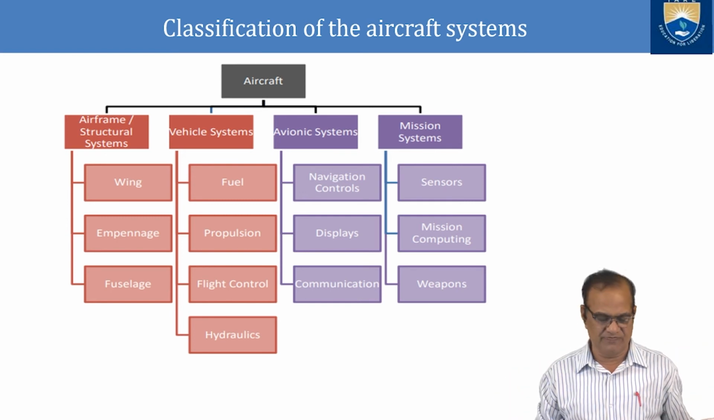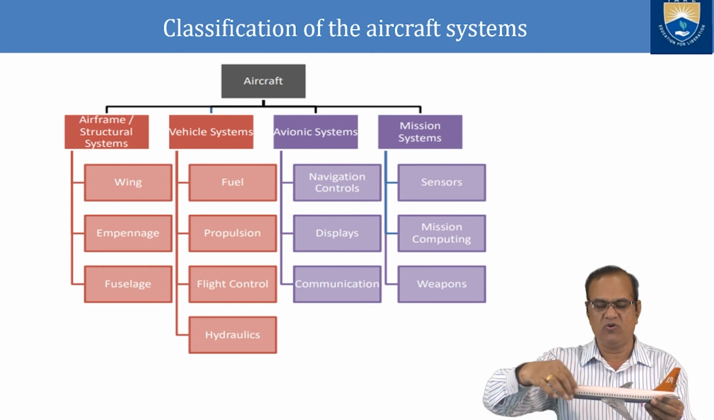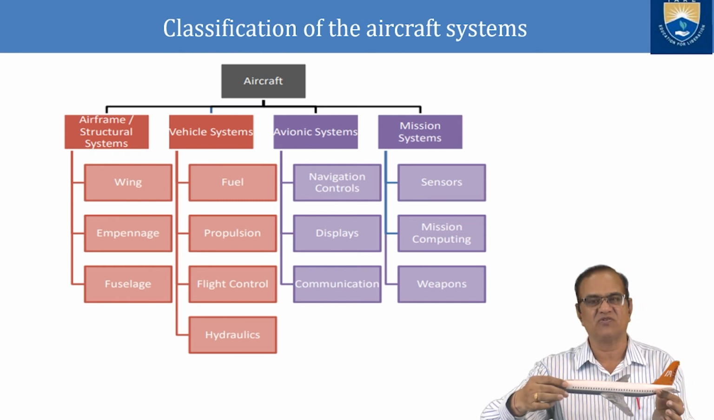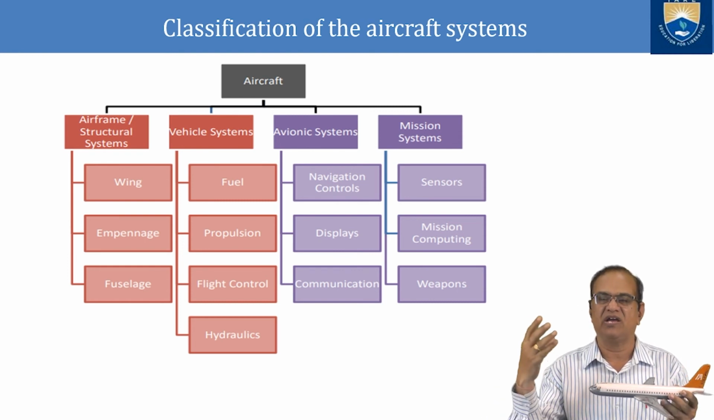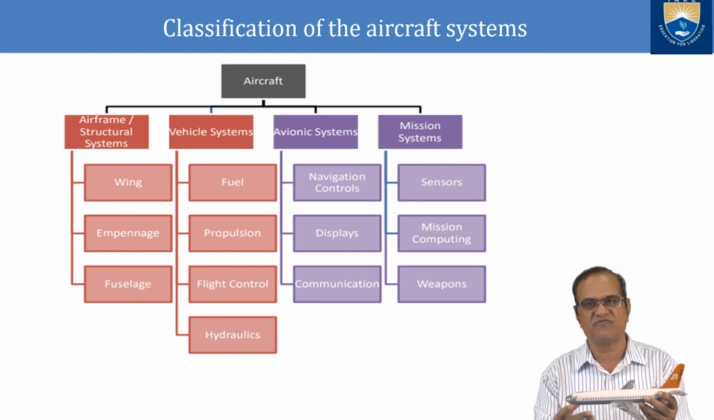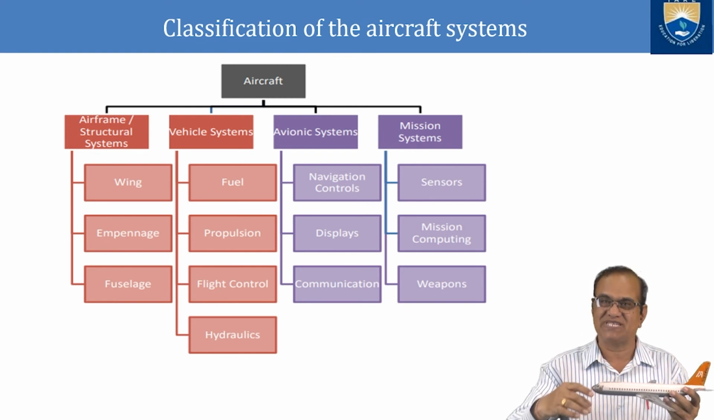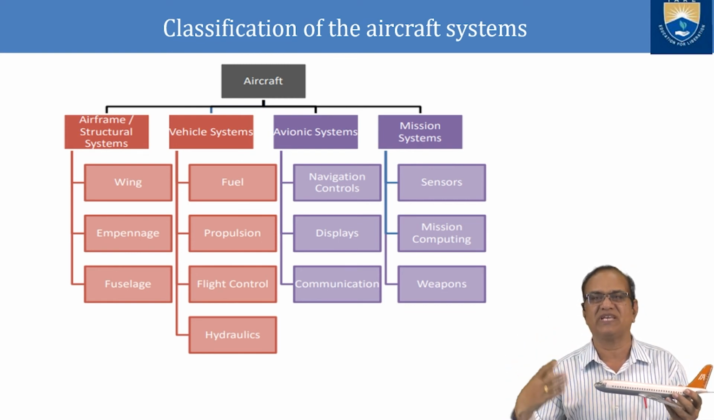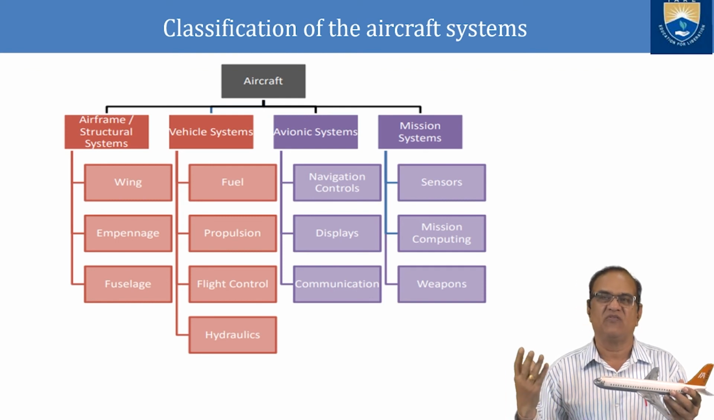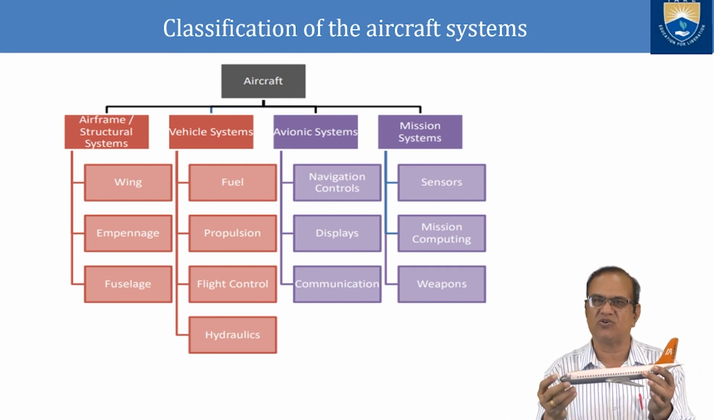The third one is the fuselage. The full body of this aircraft is called the fuselage. In the fuselage, your wings are fixed. Your engine is also fixed. All the passengers, electronic equipment, avionics equipment, fuel, all the things are stored in the fuselage.